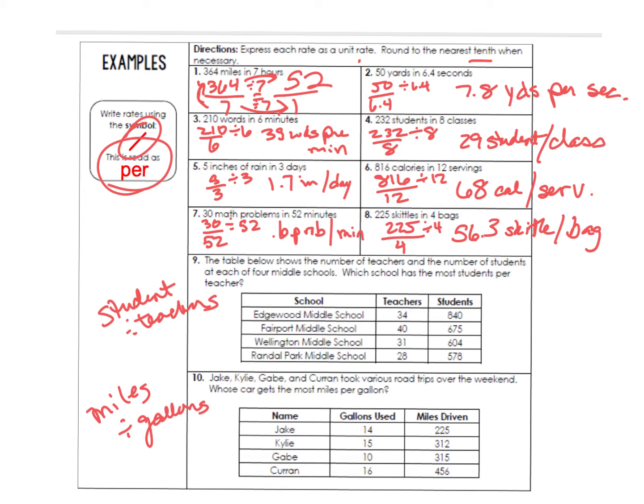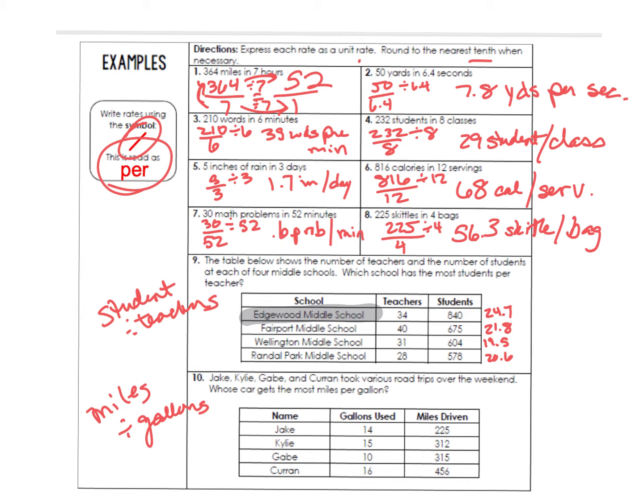So if I divide all these, Edgewater comes up with 24 7/10. Fairport comes up with 21 8/10. Wellington comes up with 19 5/10. And Randall Park comes up with 20 6/10. So Edgewood Middle School has the most students per teacher.